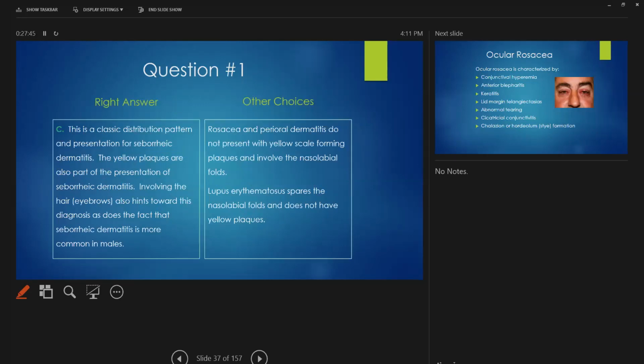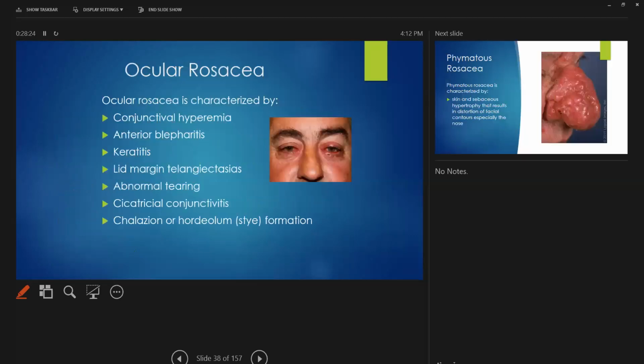So this is a classic distribution pattern for seborrheic dermatitis. These yellow plaques are part of the presenting seborrheic dermatitis involving the hair and eyebrows. That also hints towards the diagnosis, as does the fact that seborrheic dermatitis is more common in males, okay? Rosacea and periorbital dermatitis do not present with yellow scale-forming plaques and involve the nasolabial folds. Lupus erythematosus spares the nasolabial folds and does not have yellow plaques. So just some things to think about when test taking.